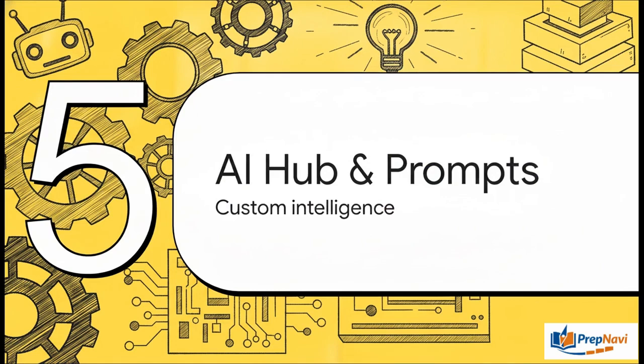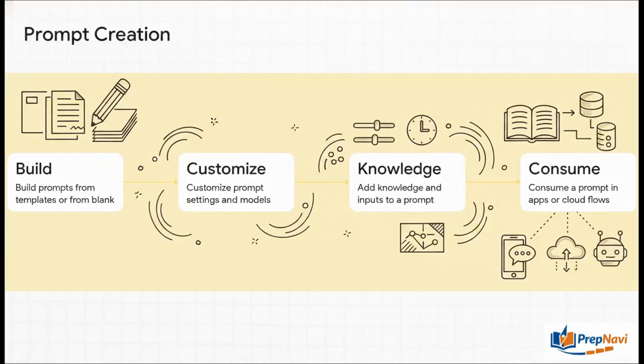Moving into Section 5, AI Hub and Copilot prompts. Time to inject some custom intelligence. Okay, let's talk about the really fun, modern stuff, the AI Hub. You've got to know the exact life cycle of building custom AI. It starts with building your prompts, either from a template or totally from scratch. Then you customize the settings and select your models. Next up, you feed it knowledge sources and dynamic inputs. And lastly, you consume it.